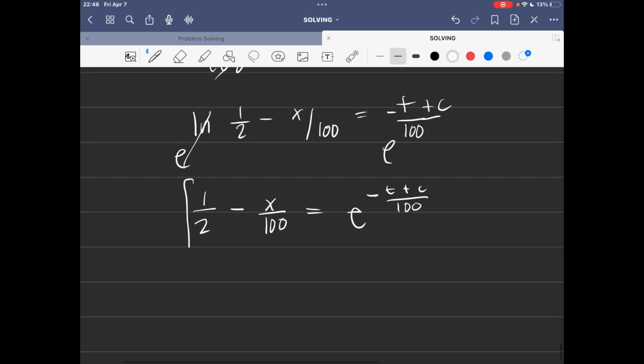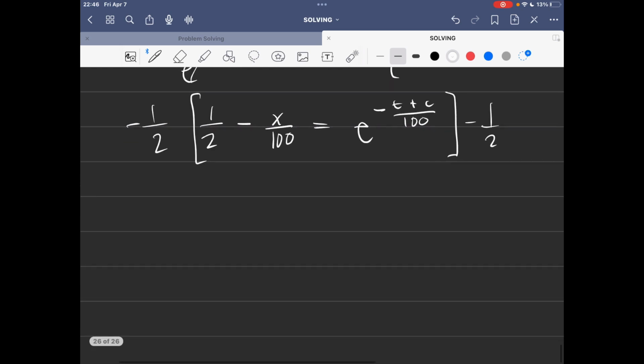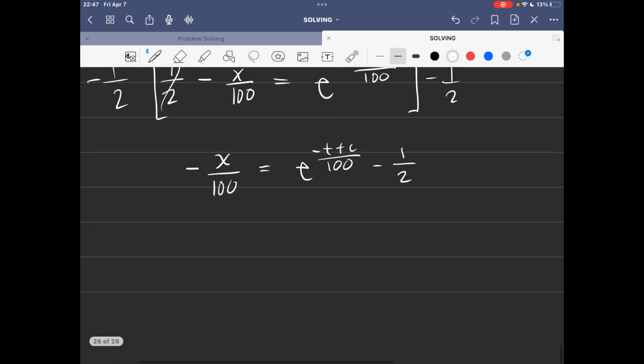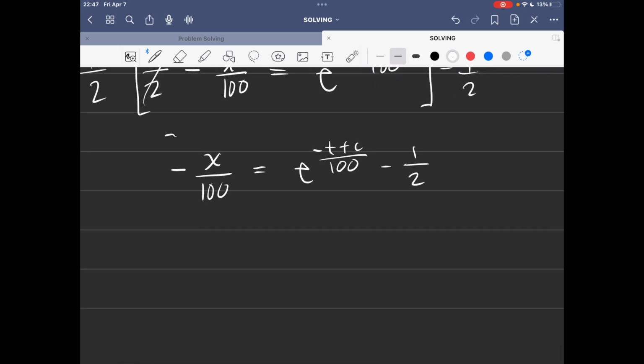Then subtract both sides by 1/2. Subtract both sides by 1/2, so we can cancel this. We have negative x over 100 is equal to e raised to negative t plus c over 100 minus 1/2. And then we can multiply both sides by negative 100.